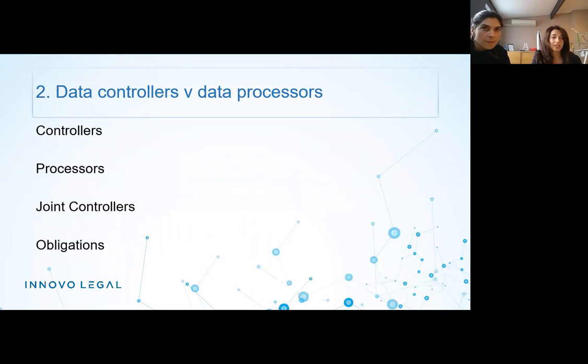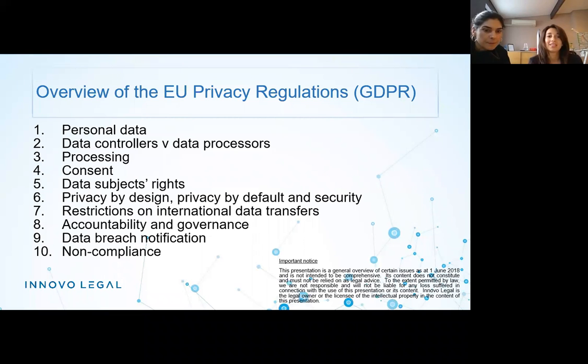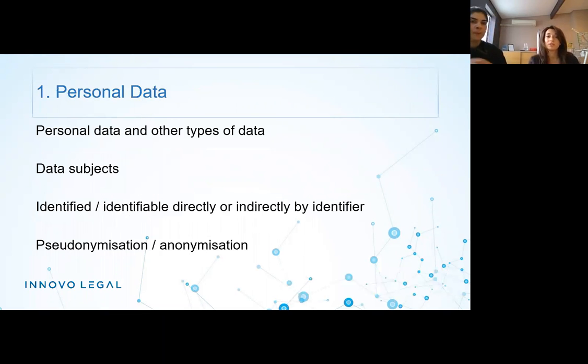So, personal data. Personal data is a very important part. It is to be distinguished from other types of data. So personal data, it's about a data subject, which is basically an individual, no distinction under the GDPR.